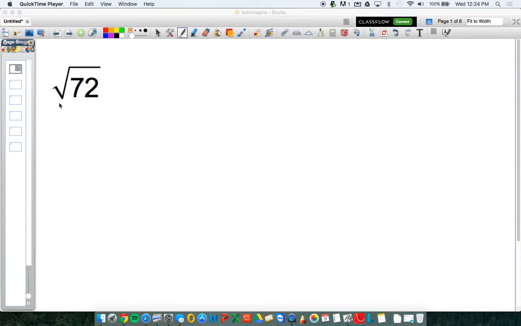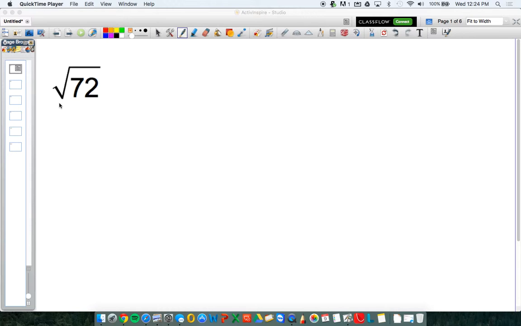Alright, we're going to simplify some radicals. We need to be able to break these numbers down into numbers that are perfect squares. So if you look at 72, what can you break 72 down into, one of which being a perfect square? Well, 72 is a factor-rich number.